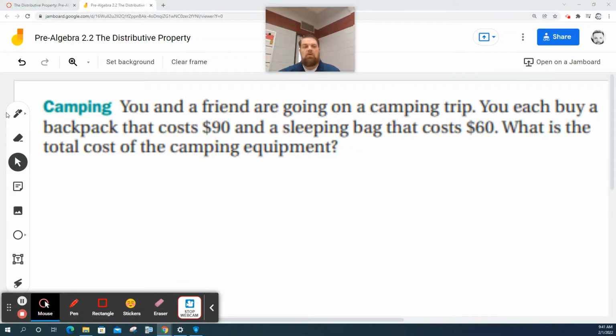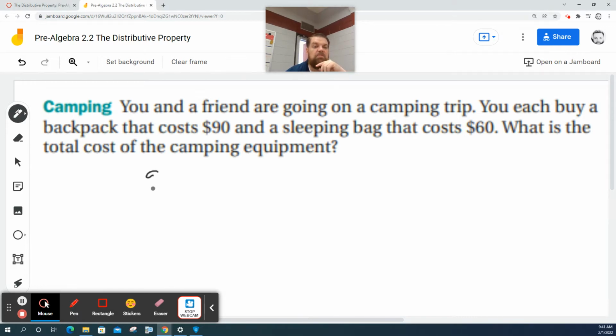All right. So this one says you and your friend are going on a camping trip. You each buy a backpack that costs $90 and a sleeping bag that's $60. What is the total cost of the camping equipment? So there's a couple ways you could do this.